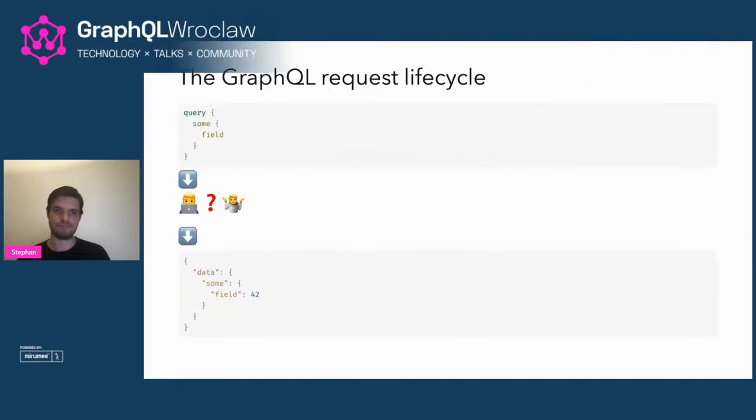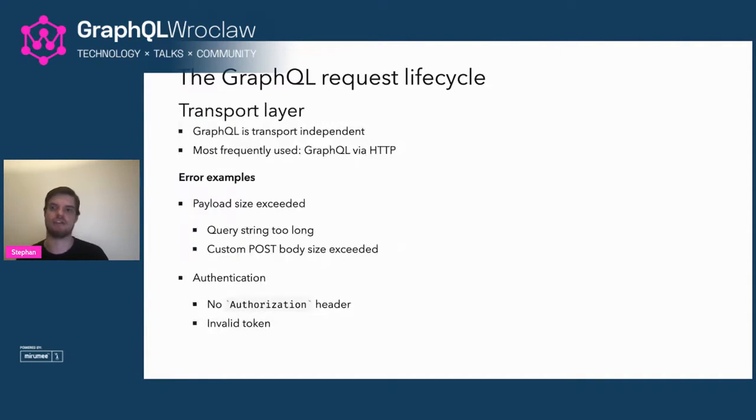So what we will be looking at first is the GraphQL request lifecycle. When we send a query, just this string of text, and we get some data back, what is happening in the meantime, and what are the points where it could go wrong? The first one that we have is the transport layer.